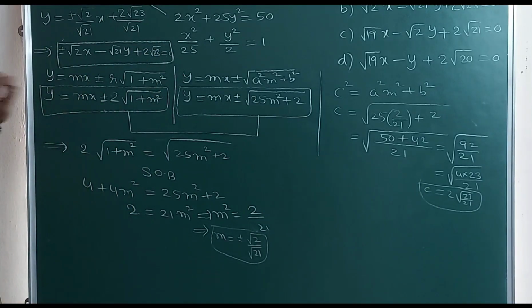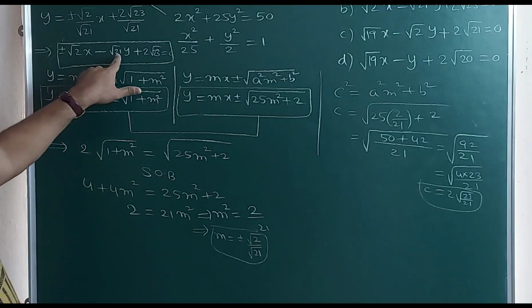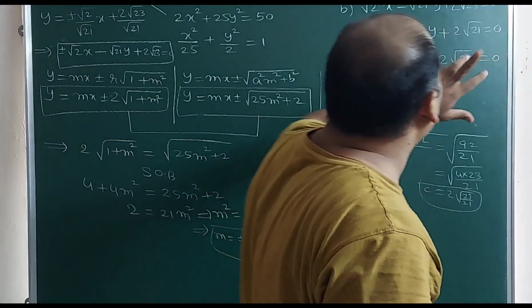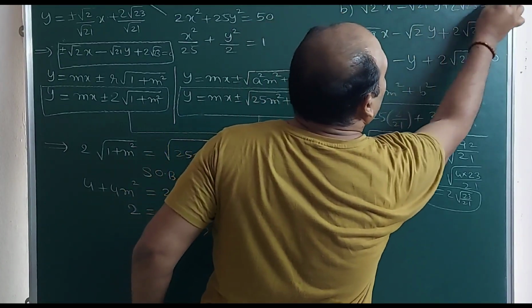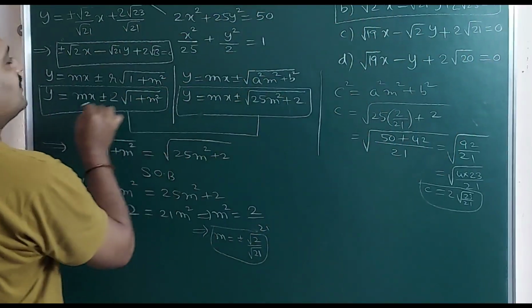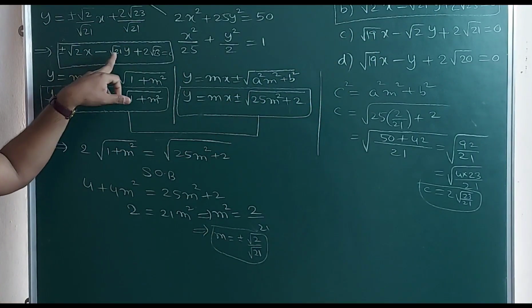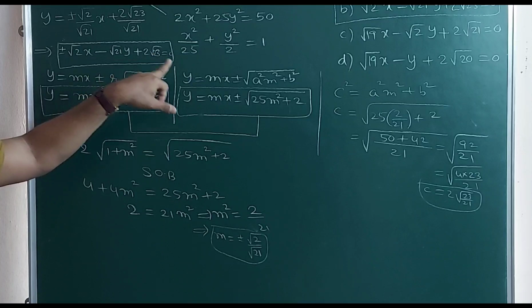So at least you consider when you have plus root 2x minus root 21y plus 2 root 23. We have only 2 root 23 in this. So absolutely the answer is the second option, dear students: 2 root 2x minus root 21y plus 2 root 23.